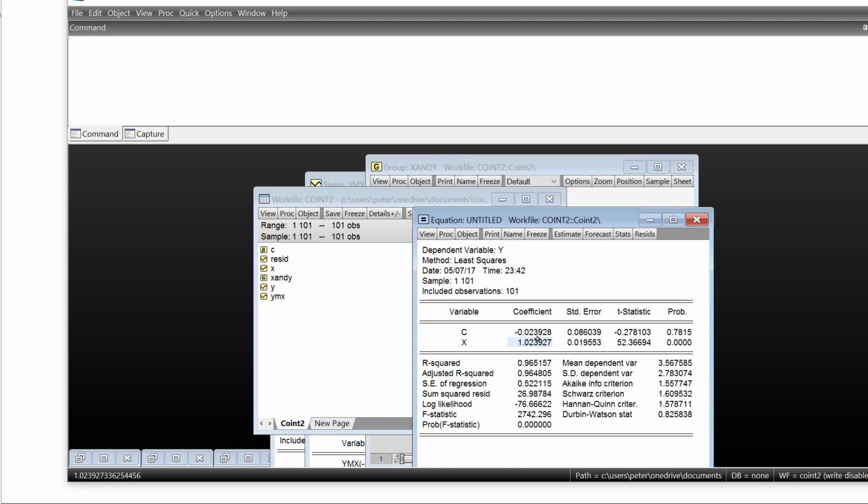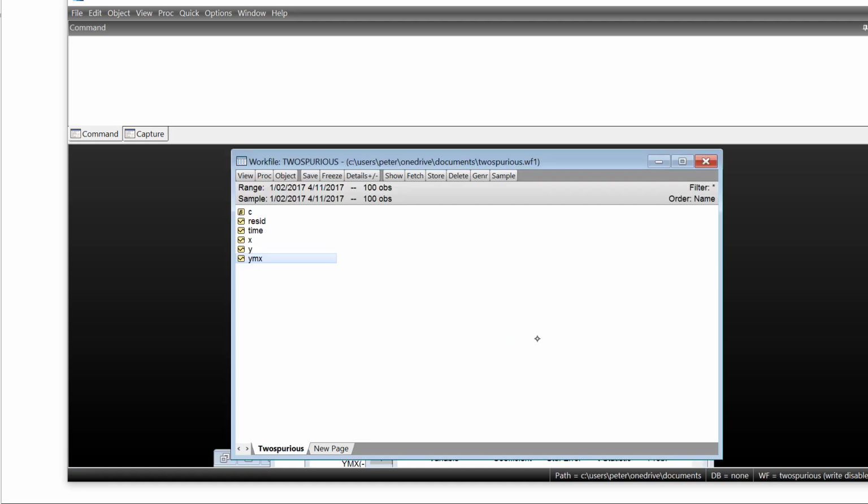This cannot really be interpreted in the usual sense as a marginal effect. That is, we can't really say that when x increases by 1 unit, y increases by 1.02 units. Rather, it's a long run relationship between x and y that we are considering. So if there is an increase in x of 1 unit, then y over the long run will increase by approximately 1.02 units.